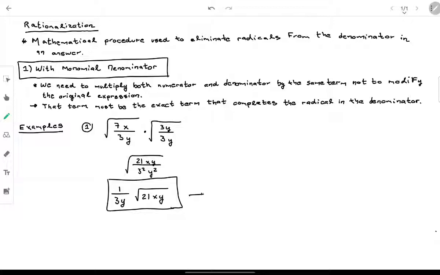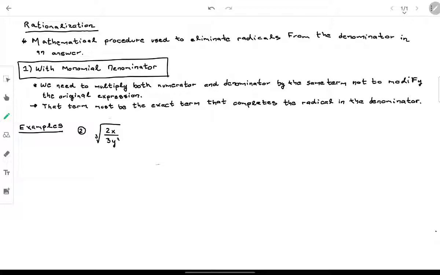Somebody can also write this as the square root of 21xy divided by 3y, because it's the same. So what we are doing here, and we are doing in every exercise today, is we need to complete the denominator root in order to be able to take out that specific root. And of course, at the end of the answer, we won't have any roots or radicals in the denominator. So let's see another example.